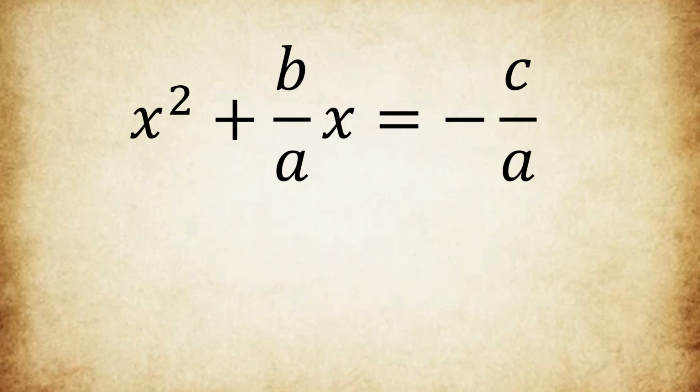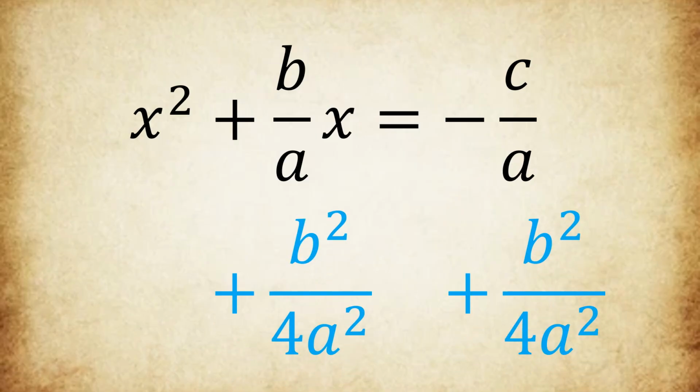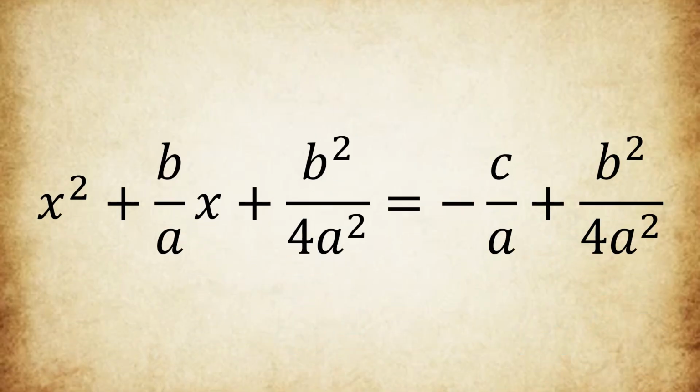Now we make the left-hand side a perfect square by adding b squared over 4a squared to both sides. So we have x squared plus b over a x plus b squared over 4a squared equals negative c over a plus b squared over 4a squared.